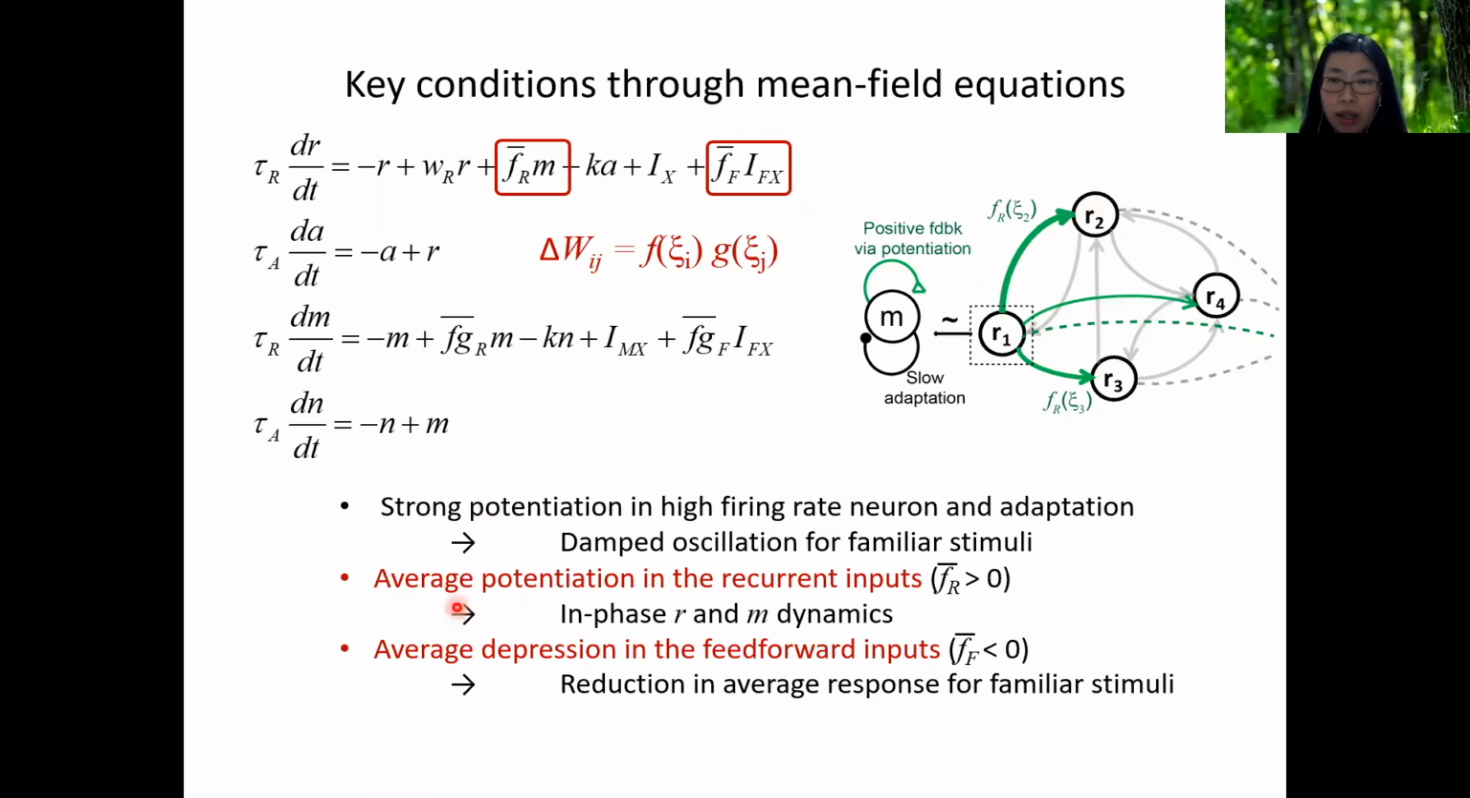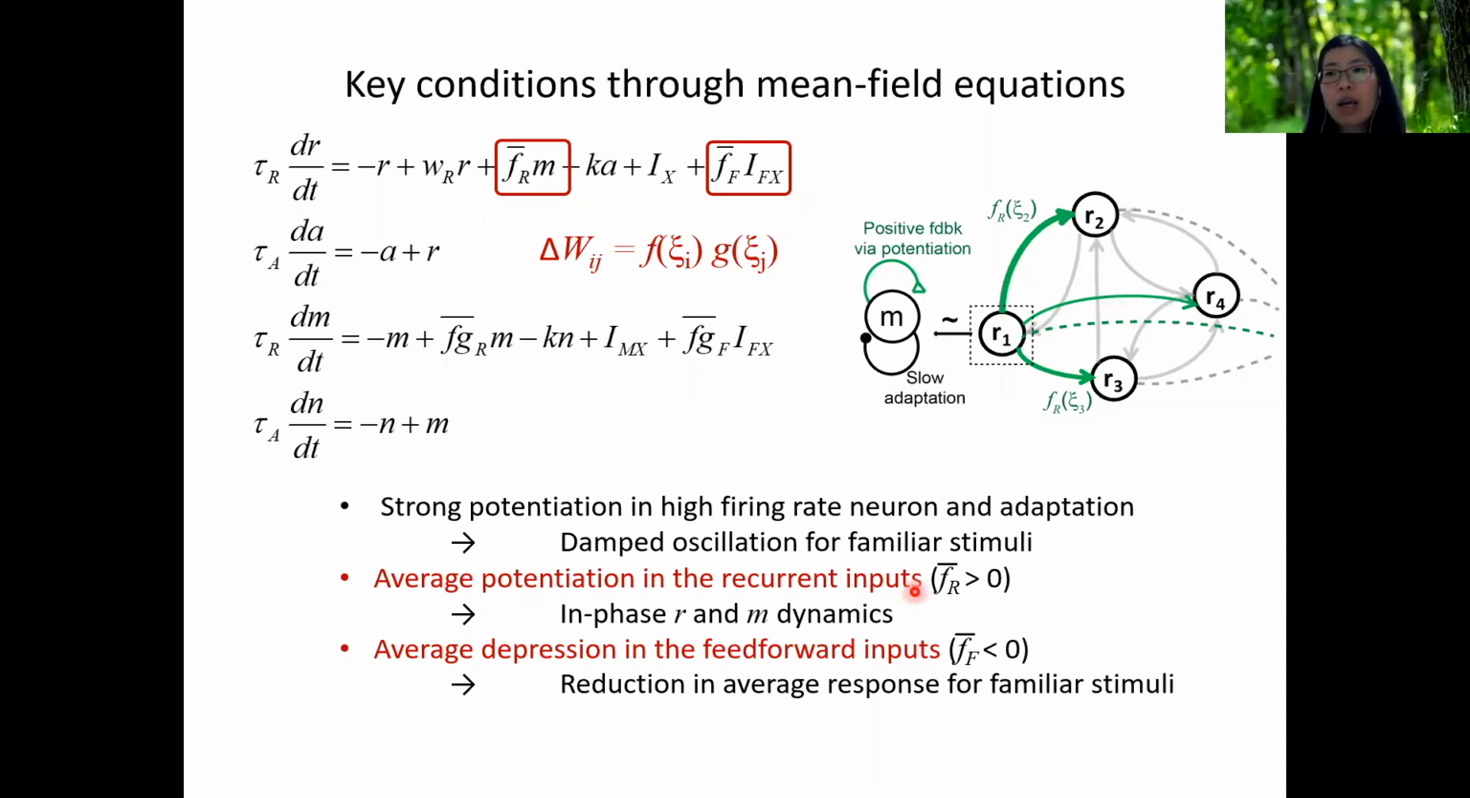So, and not only this enhanced oscillation, previously we have seen that the mean fire rate and the maximum were in phase. This damped oscillation was in phase. And to have an in-phase oscillation, there should be an average potentiation in the recurrent connection. So this is a different point.